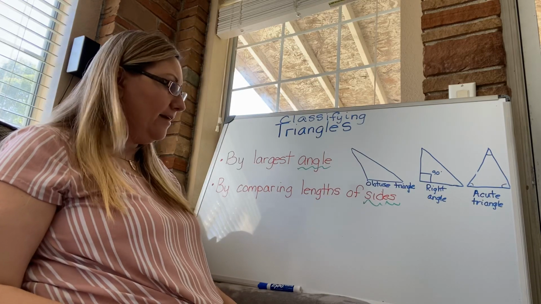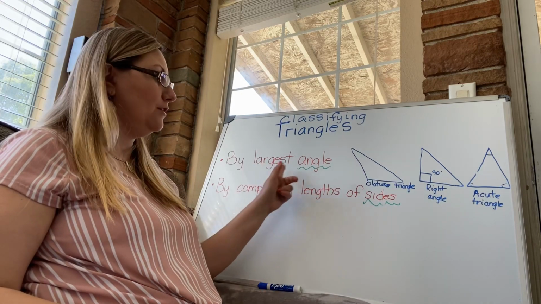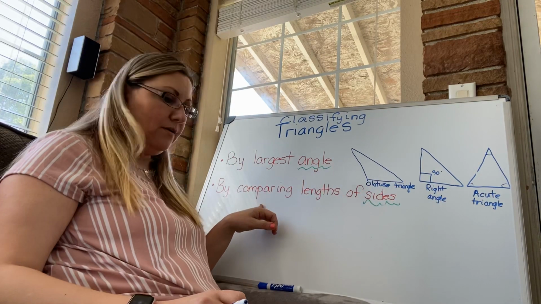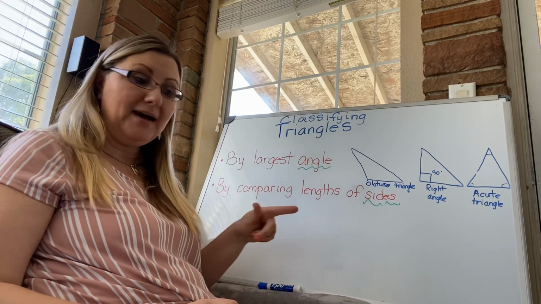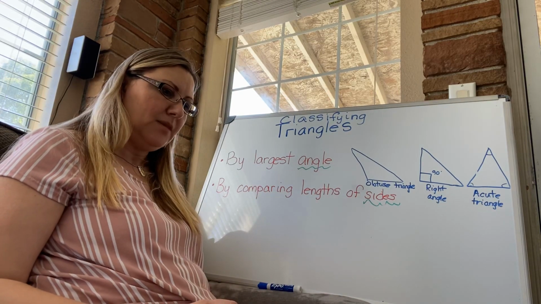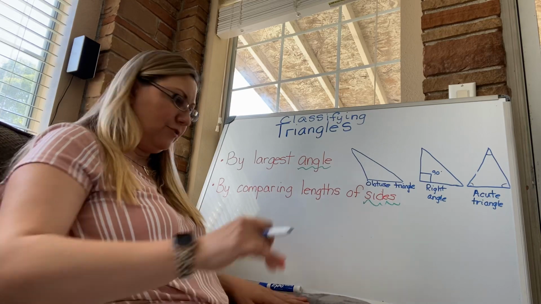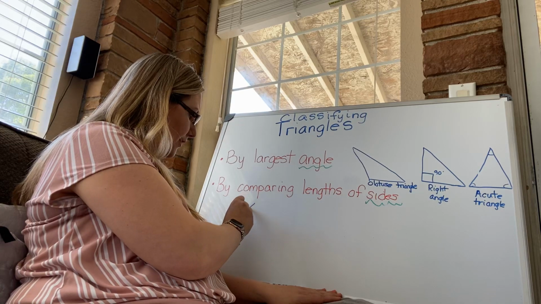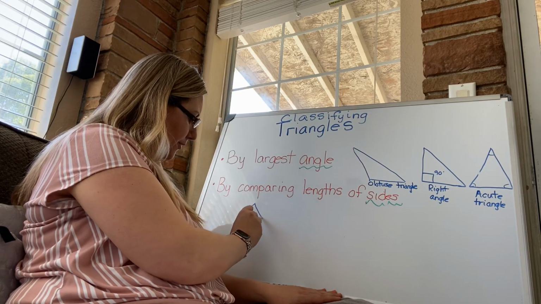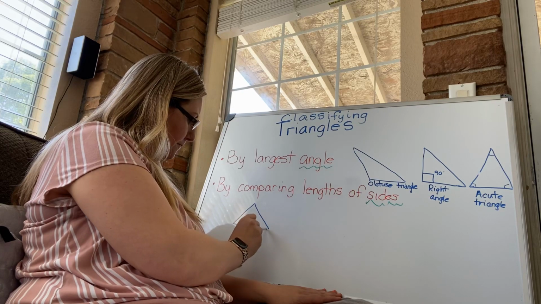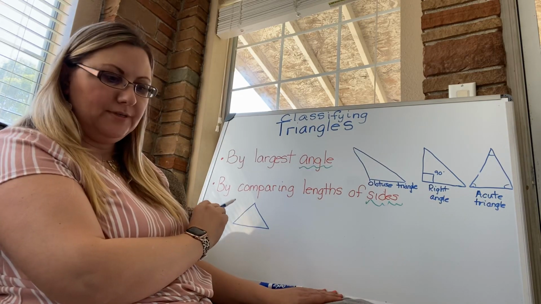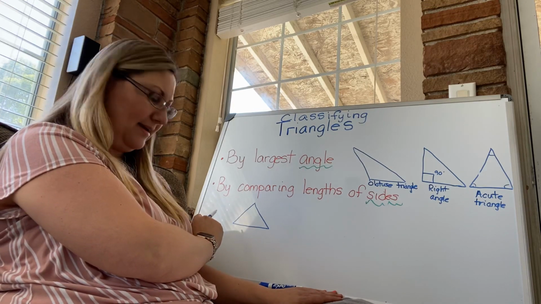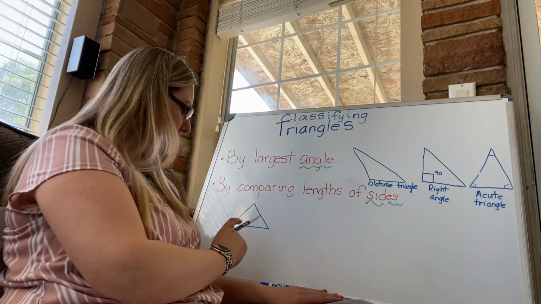But then there is another way. Instead of just looking at the largest angle to see which kind of triangle it is, we can also look at the lengths of the sides. So if we have a triangle, and I really would need probably a ruler, but I'm going to do my best to make this perfectly the same. We're going to at least pretend that all of these are exactly the same. I know I did my best, but it's not perfect.